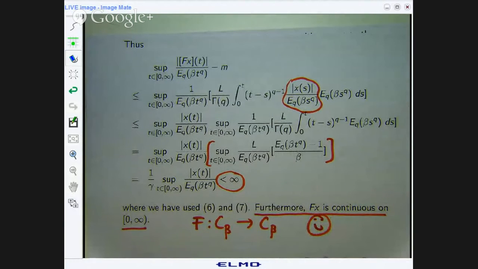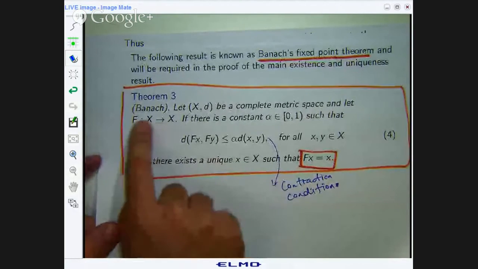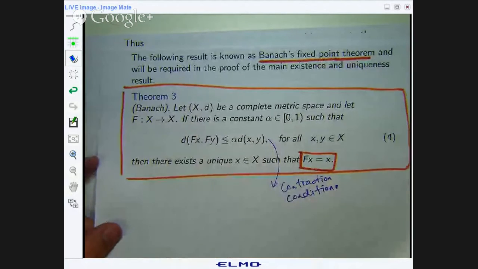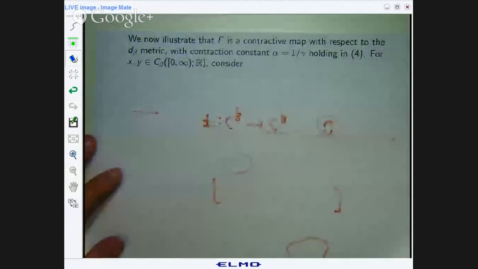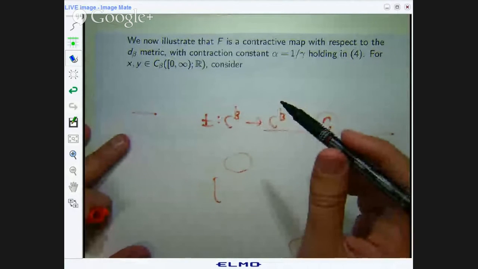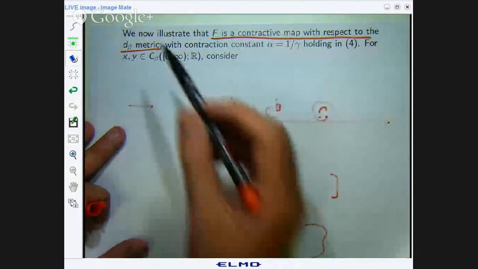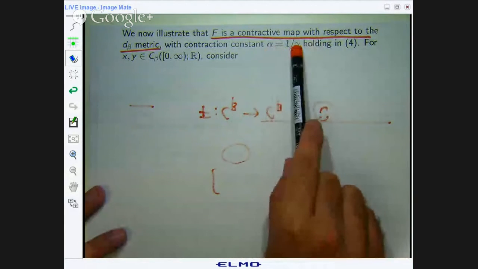So in other words, we have just ticked off this condition, right? We know that. Now we just got to show it's a contraction, and then we're finished. So let's show that it really is a contractive map with respect to this way of measuring the distance. We claim this is going to be the contraction constant.